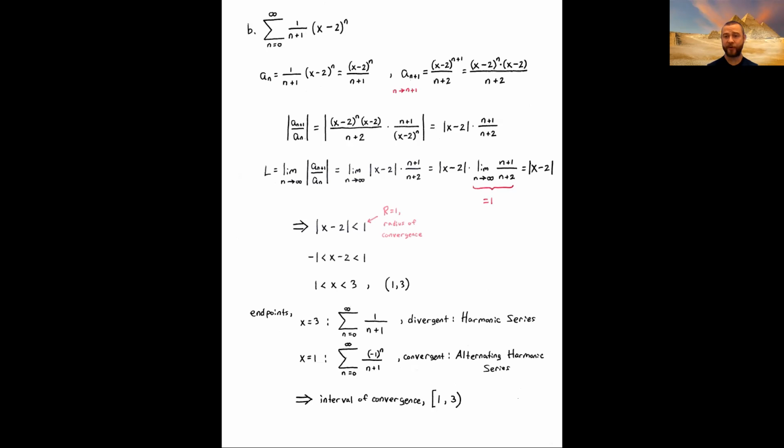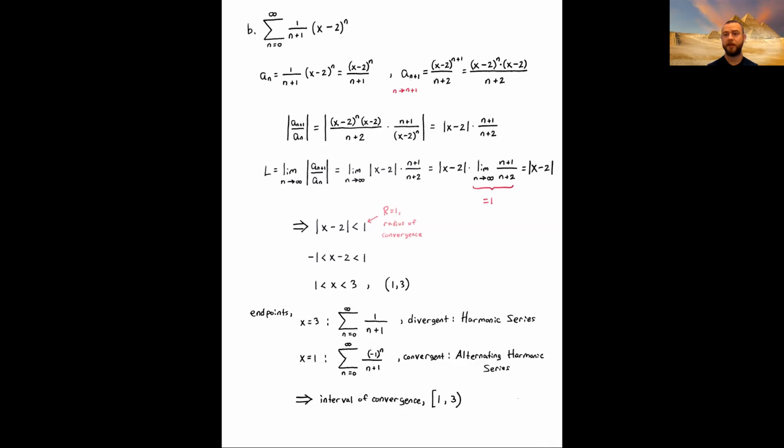We can again increment, replace all n's with n plus 1. And there's not a whole lot of different manipulations that appear here. We can use our exponent trick again to rewrite x minus 2 to the n plus 1 power. We split that up as an nth power and a first power of x minus 2. In your denominator, n plus 1 just becomes n plus 2.